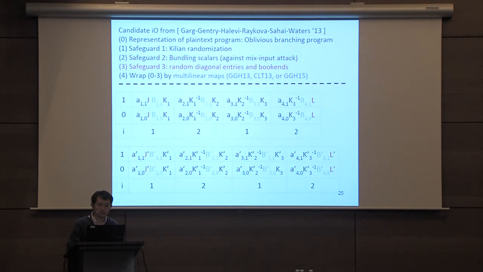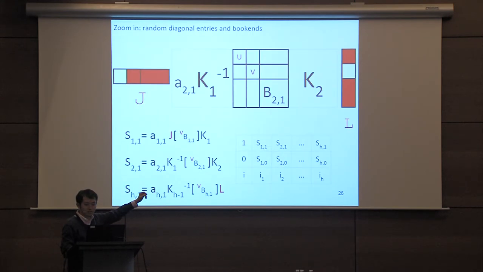The third safeguard is called diagonal randomization: random entries on the diagonals, and the bookends. They put bookends on the two sides. In this picture, it doesn't show anything, it just changes the B and the color. Let me zoom in. In each block, you don't represent the permutation branching program by itself. You also pad U and V on the diagonal. These are random. When you multiply together, these U and V are multiplied at the positions of U and V. To cancel them out in the end, you put the left bookend, which is zero on the first block, and the right bookend, which is zero on the second block, so that the functionality still works, and it gives you more randomness.